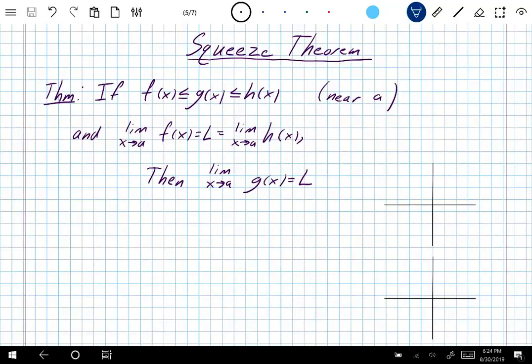So the Squeeze Theorem says this fun thing. It says if I have 3 functions, f, g, and h, and we know that f is smaller than g is smaller than h near some point a, and we know that the limit as x goes to a of f is the same as the limit as x goes to a of h, which is L. Okay, so I've got a lower bound f and an upper bound h, and they are equal. Well, then g is squeezed in the middle, so that limit has to exist.